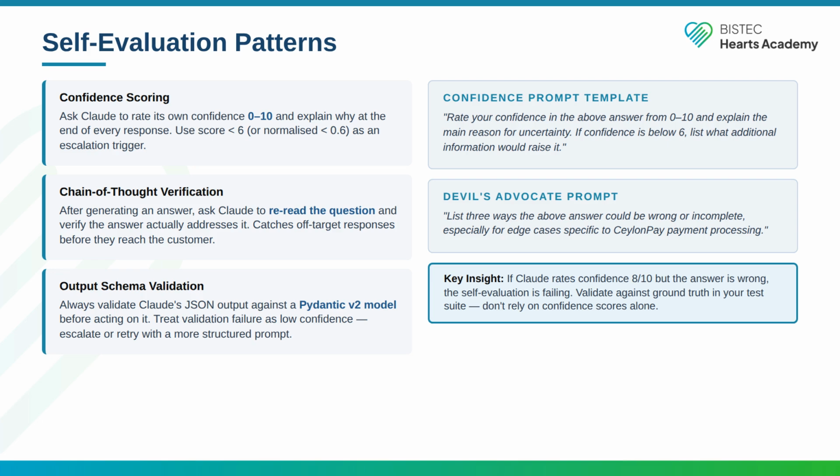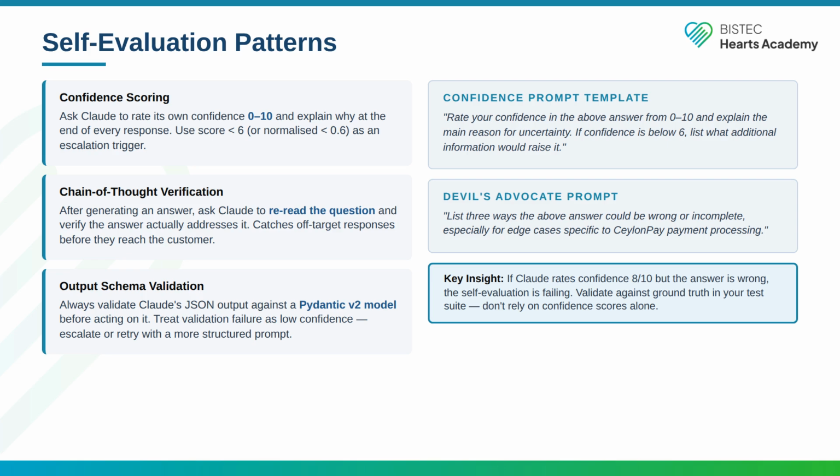Confidence scoring asks Claude to rate its answer from 0 to 10 and explain the primary source of uncertainty. After normalization, a score below 0.6 serves as the escalation trigger. The prompt should explicitly ask for the reason behind low confidence and what additional information would raise it. This gives you diagnostic data you can act on, not just a number.